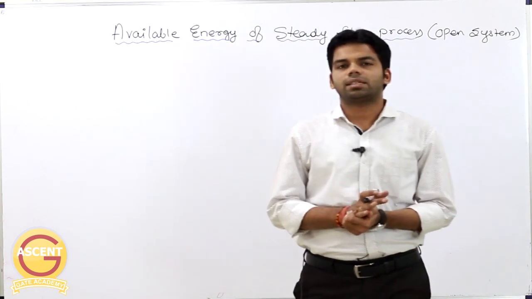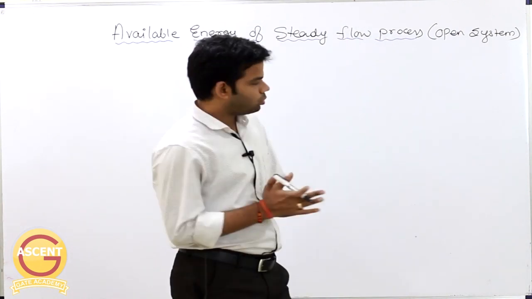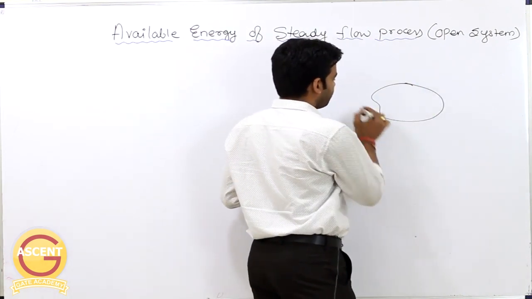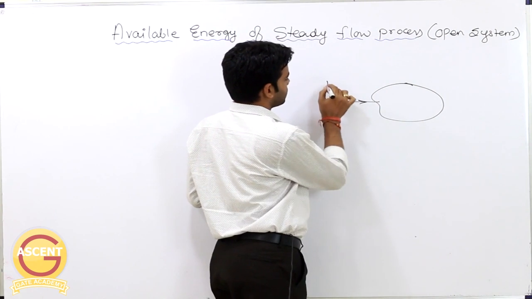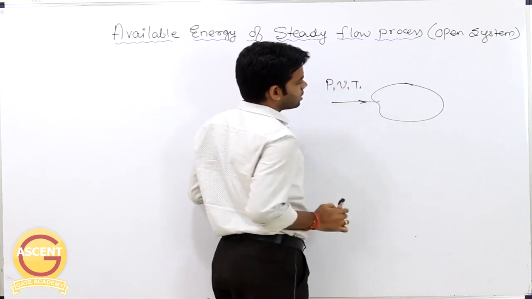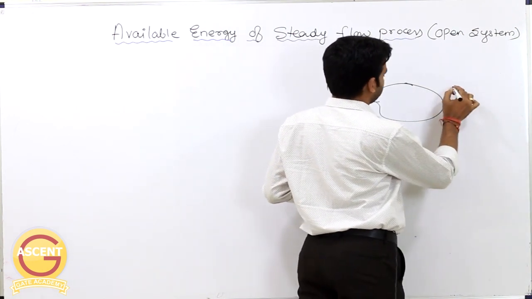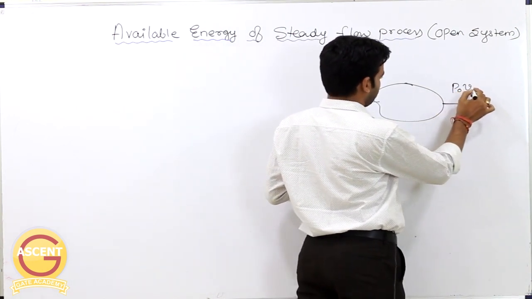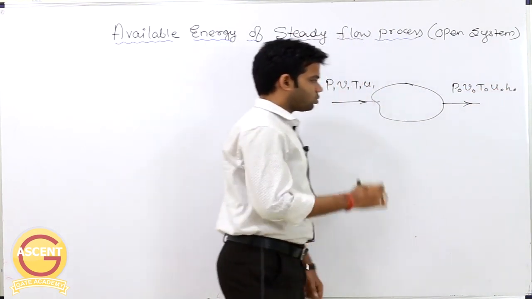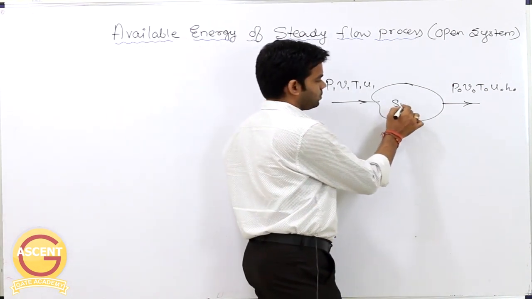Next is available energy or availability of a steady flow process or open system. Let's suppose we have an open system. The initial condition is pressure P1, volume V1, temperature T1, internal energy U1. The final condition is pressure P0, volume V0, temperature T0, internal energy U0, enthalpy H0 and so on. Getting this? This is our open system.